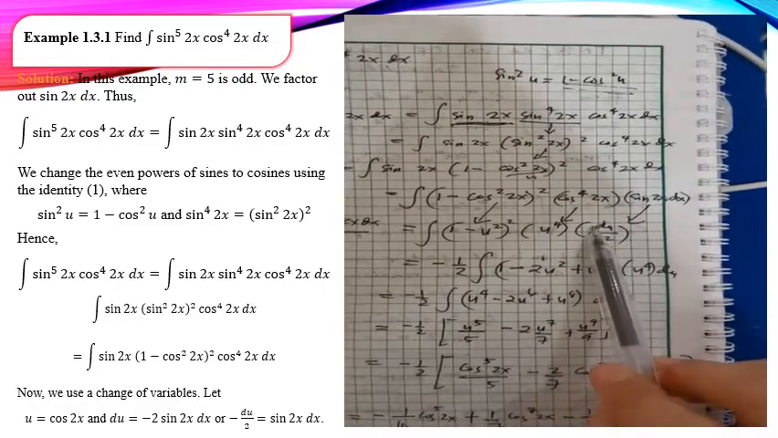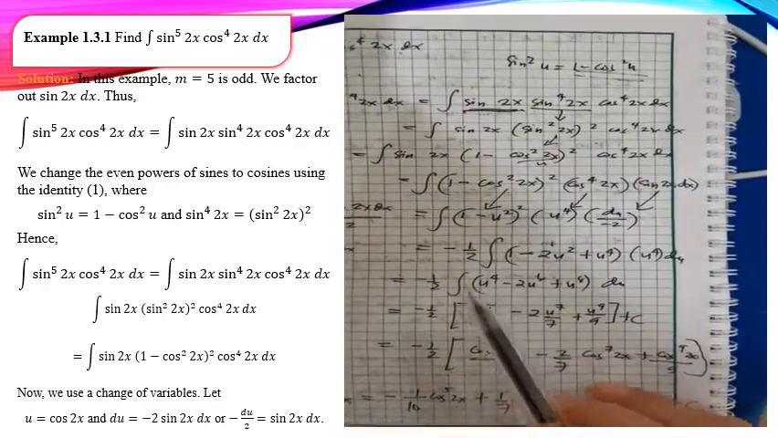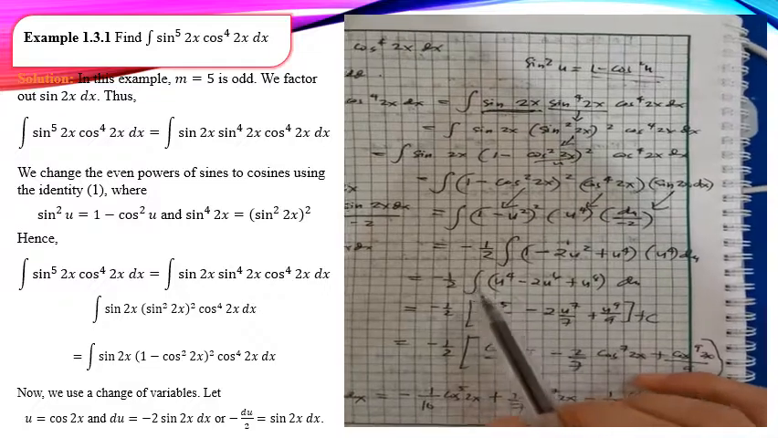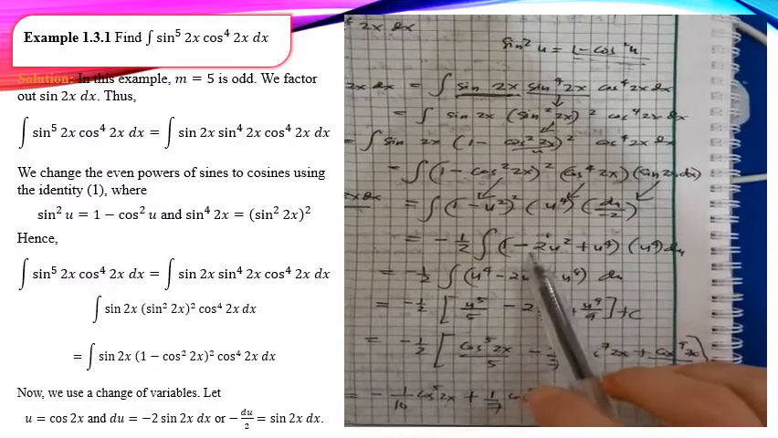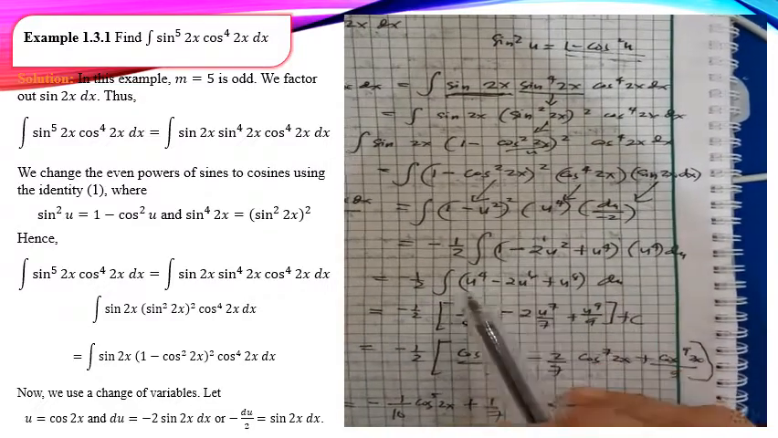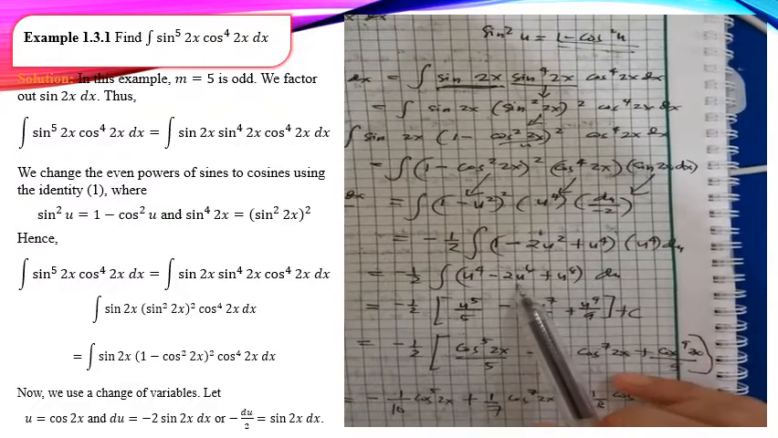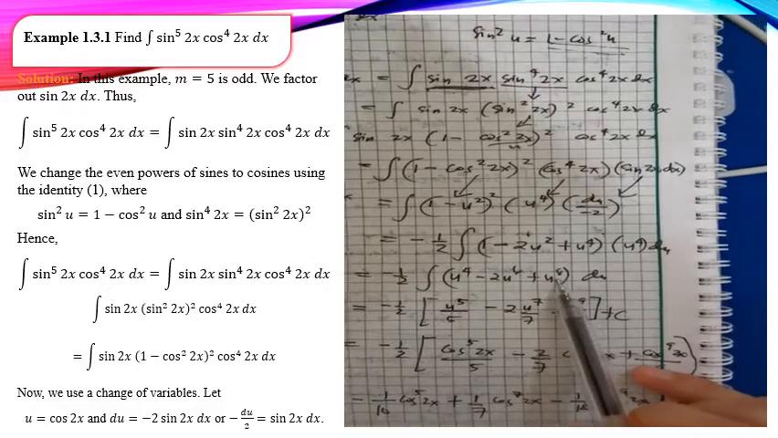Kasi di ba, finactor out natin dito si negative 1/2. So nandito na siya sa labas ng integral sign. So we have negative 1/2 times the integral of, pwede na natin i-distribute dito si u to the 4, kasi naging 1 naman yung exponent niya dito. So u to the 4 times 1 is u to the 4. u to the 4 times negative 2u squared is negative 2u raised to the power of 6. And u to the 4 times u to the 4 is u to the power of 8.